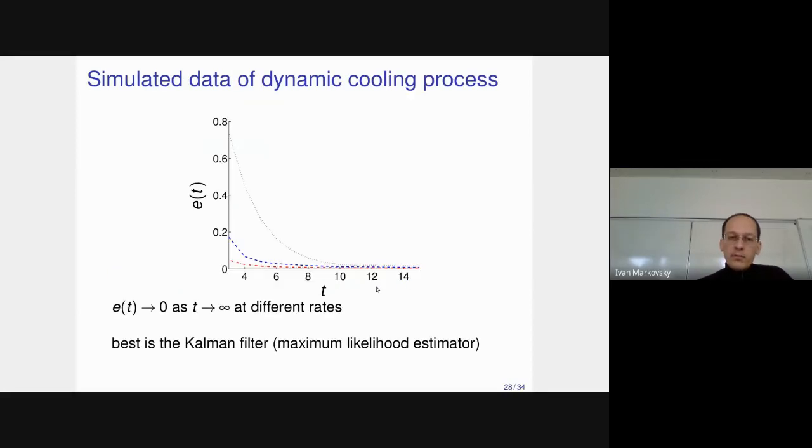If I do the simulation, you can see the red line is the optimal ML estimator, the blue dashed line is the data-driven method, and it's improving a lot from the dotted line, which is the direct measurements, not doing any processing.